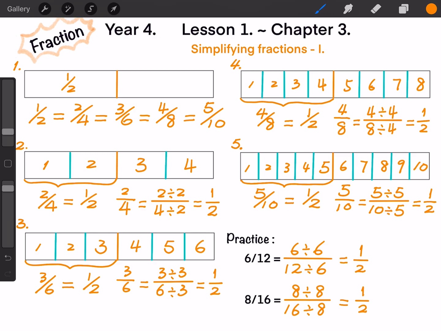Great. That's all for Chapter 3, Simplifying Fractions, Part 1. Please remember, when we simplify a fraction, numerator and denominator must be divided by the same number.